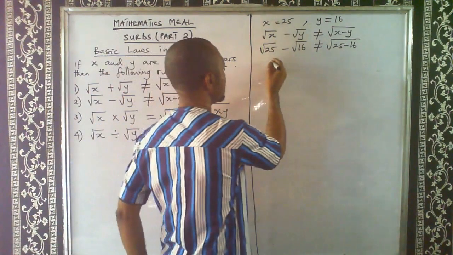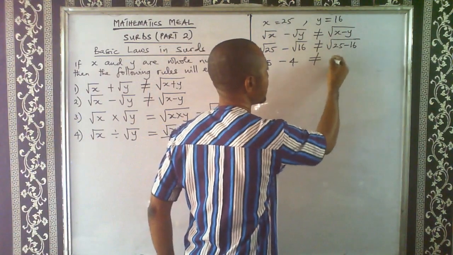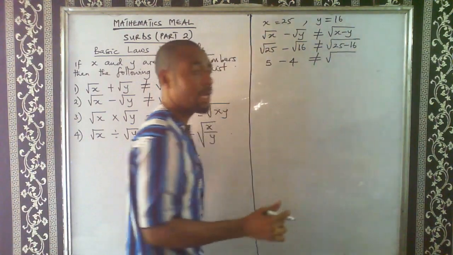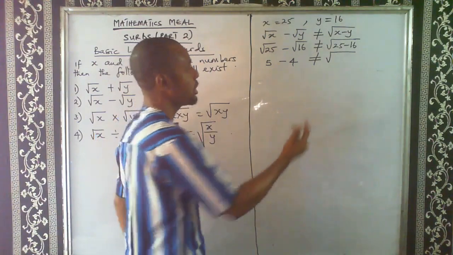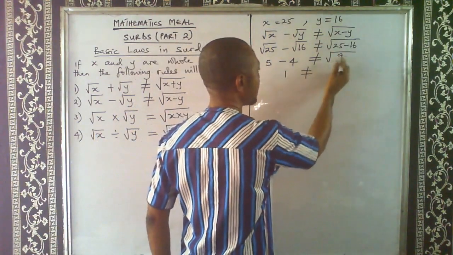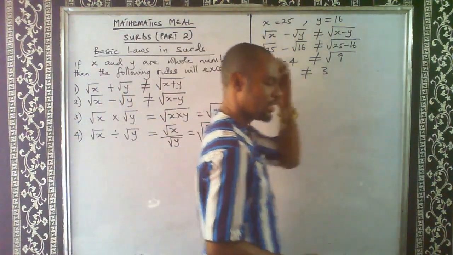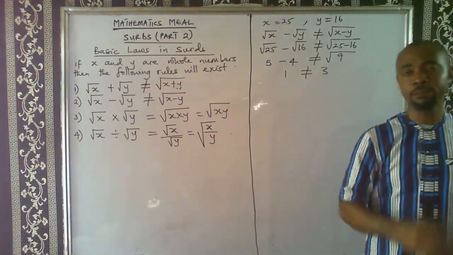Okay, now let's find the square root of 25. What is the square root of 25? 5, minus the square root of 16, 4. It is not the same thing as the square root of 25 minus 16, which will give us what? 9. We have 9. 5 minus 4 is 1. It's not the same thing as what? 3. Because the square root of 9 is 3. So you see that it will not give you the same thing.